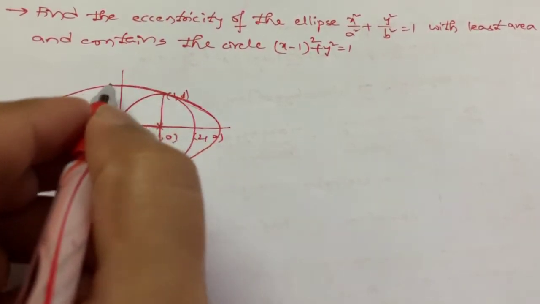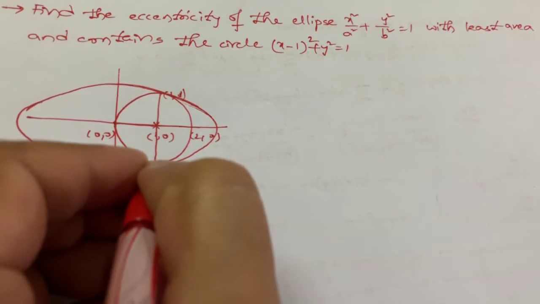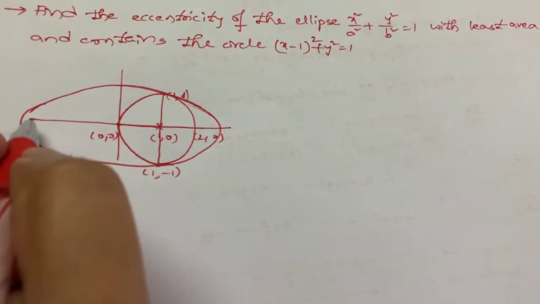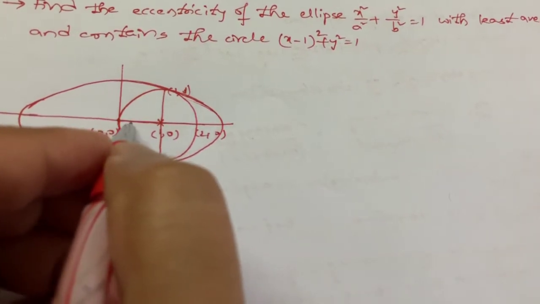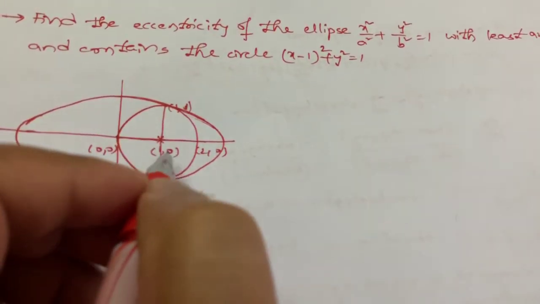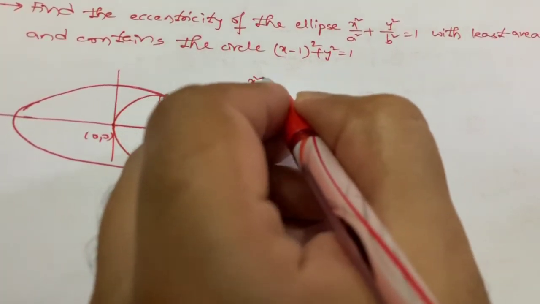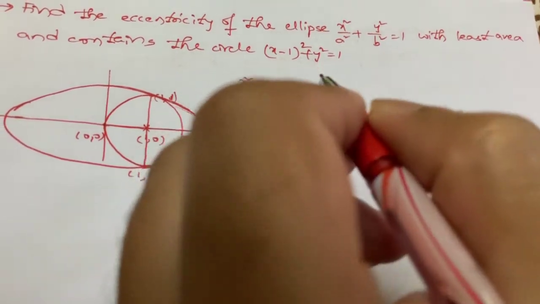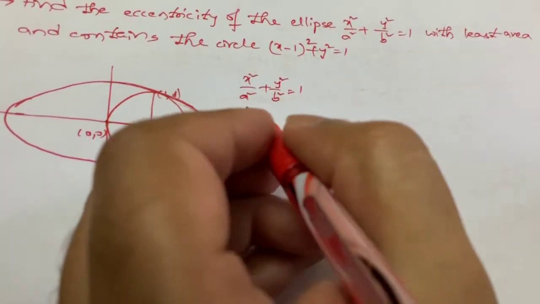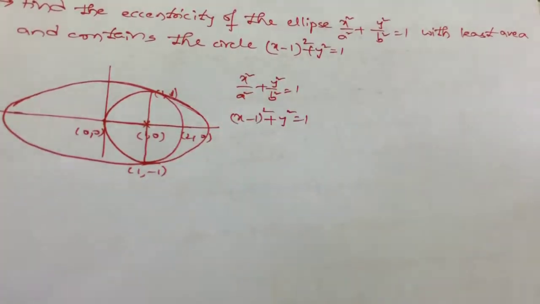So if it contains, obviously there should be a point of contact with the circle, or the circle might lie entirely inside it, right? So they are asking the minimum area of the ellipse. So the minimum condition is when these two will touch. So the ellipse is x²/a² + y²/b² = 1, and the circle is (x − 1)² + y² = 1, right?